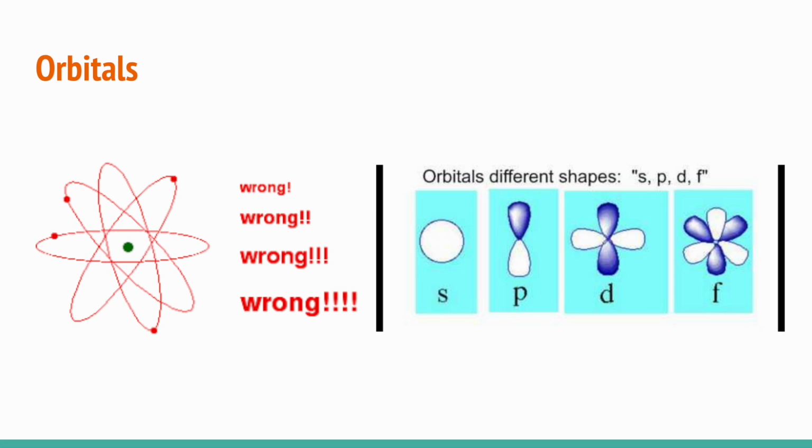S orbitals have 1 subshell and therefore hold 2 electrons. P orbitals have 3 subshells and therefore can hold 6 electrons. D orbitals have up to 5 subshells and therefore can hold up to 10 electrons, and F orbitals have up to 7 subshells and therefore can hold up to 14 electrons.